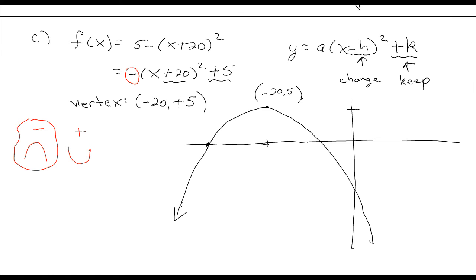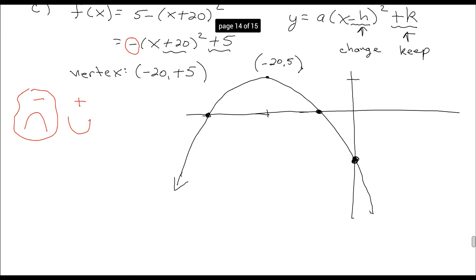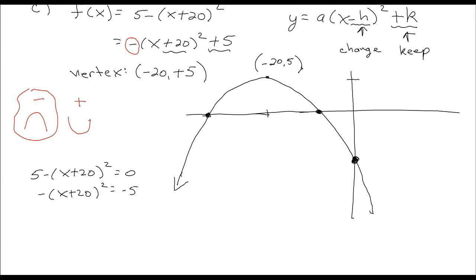So this graph is going to have to cross the x-axis twice. So I have two x-intercepts on this one. And then my y-intercept is going to be over here. So to solve this for the x-intercepts, I need to set the function equal to 0. So let me do that. So 5 minus x plus 20 quantity squared is equal to 0. Subtract the 5 to the other side. Divide both sides by negative 1.